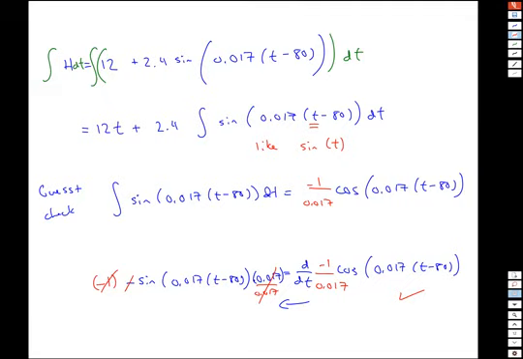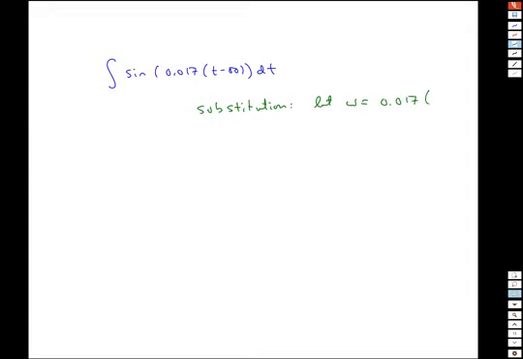If that doesn't feel comfortable, then another alternative, which is entirely reasonable, is to do the integral of sine of 0.017 t minus 80 dt and do a substitution. With a substitution, you would let w equal the inside function, 0.017 t minus 80. And when you do that, it's going to take care of the bookkeeping for you.